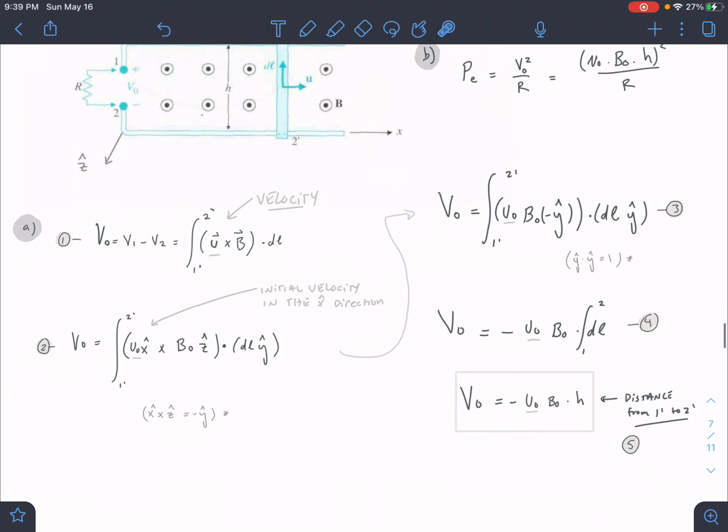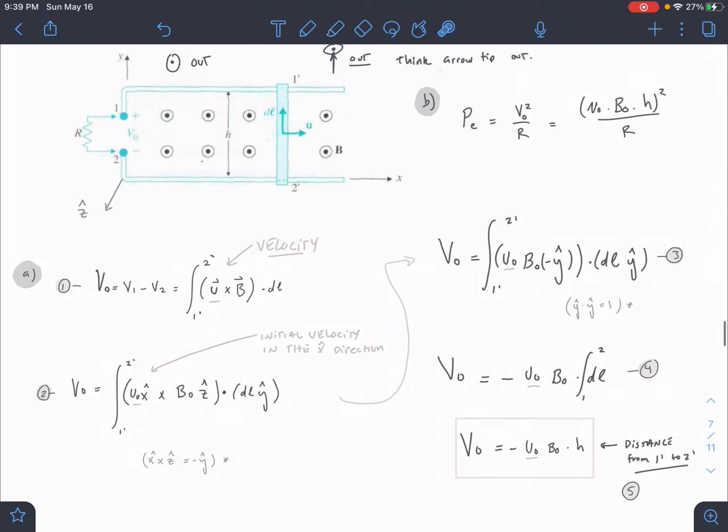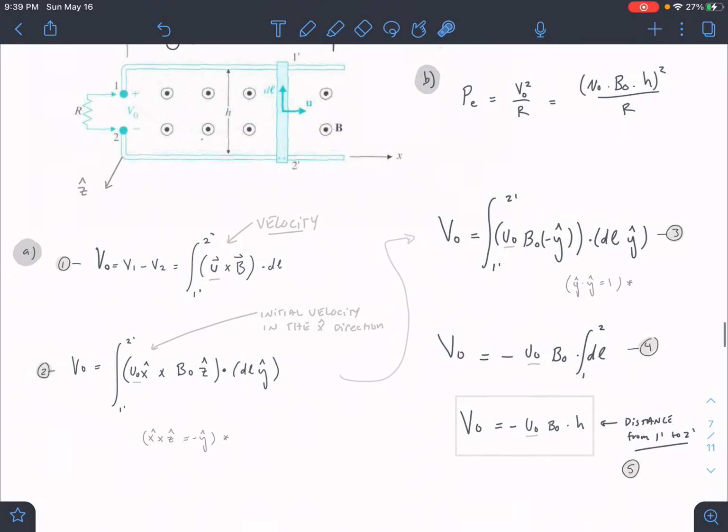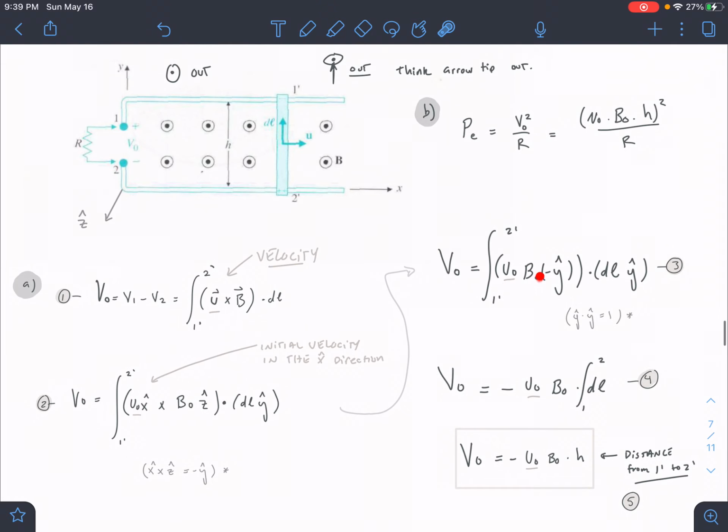Okay, so now we have x hat crossed with z hat, and then we end up with negative y hat. If you remember the right hand rule, with your hand upside down, your pinky along x, swept to z will give you negative y. Okay, so we just have our constants out here, multiplied by each other, and then negative y for our solution here. So negative y dotted with dl in the y hat.